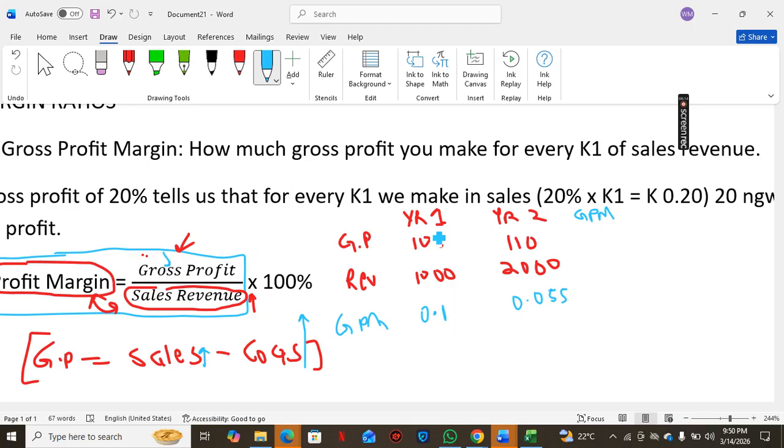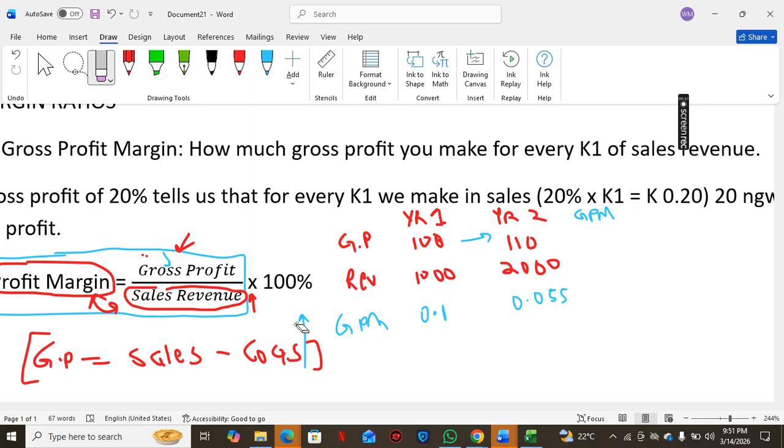As we can see in our example, gross profit grew from 100 to 110. In such a case, cost of goods sold should have dropped. That's why gross profit has increased. The only disadvantage was that the sales revenue grew more than the gross profit. And if your sales revenue increases more than your cost of goods sold, you make more gross profit.